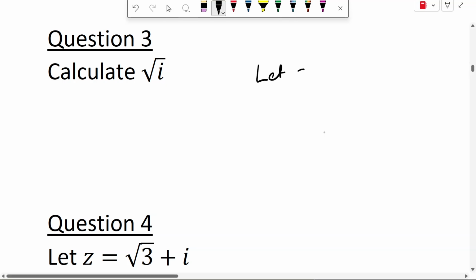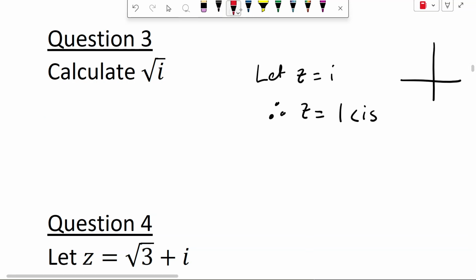So let z equal i. So therefore z is going to be 1 cis of i makes an angle up here of pi over 2. That's where the number i makes an angle.